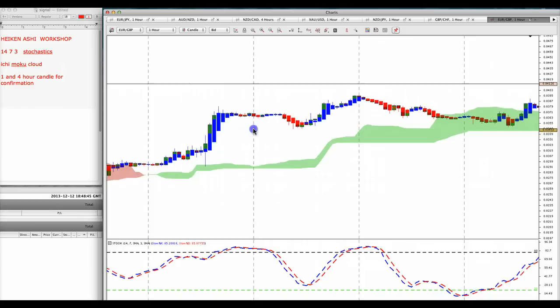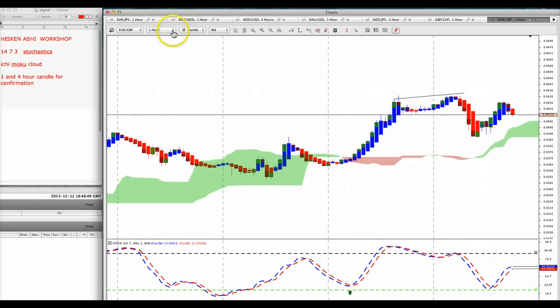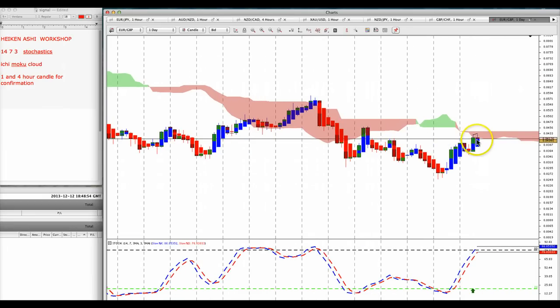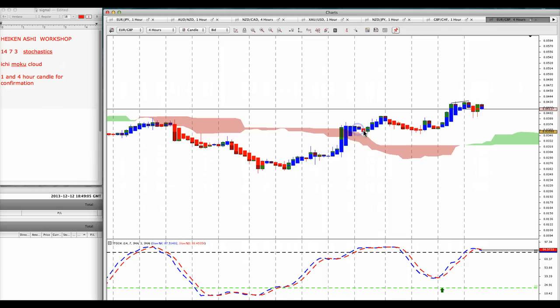When we don't have that, when we have a conflict, here is a good example on Euro Pound, where on a daily chart price is still below the cloud, but we do have blue candles at the moment while still below the cloud. So this is a retracement. If we look at the 4-hour chart, price is above the cloud, but remember, it's not above the cloud on the daily chart. So we have to be careful about staying in trades, even on the 4-hour chart.